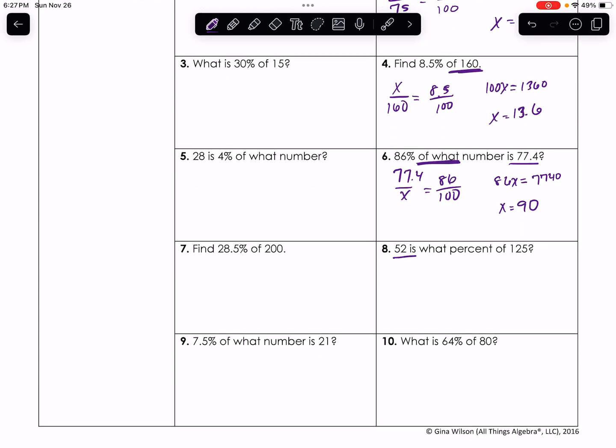52 is what percent of 125? Okay, so 125. Oh, didn't put the x. X equals 41.6%. Okay, so you always do need to read, is it asking for a percent or a quantity or a value? If it's saying percent, don't forget to put the percent.